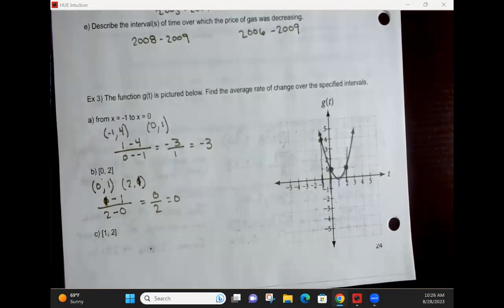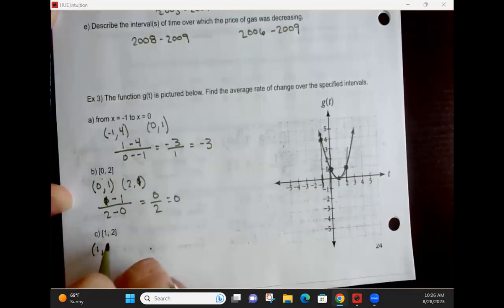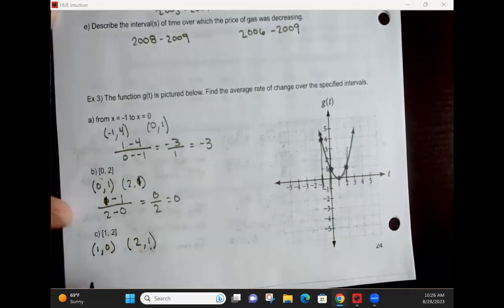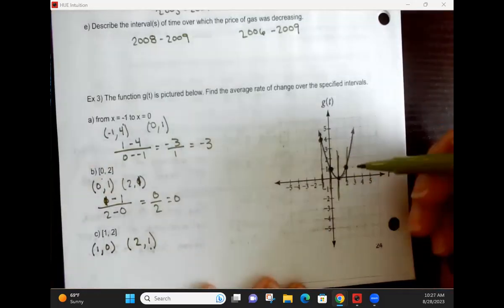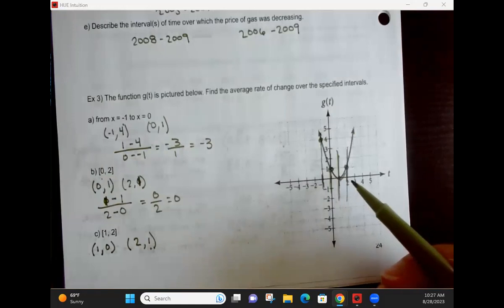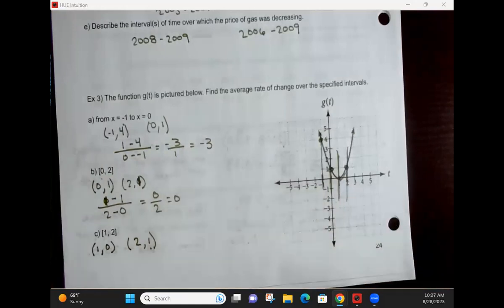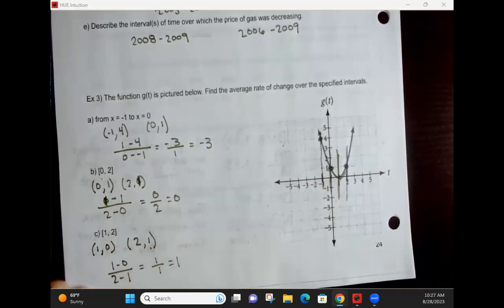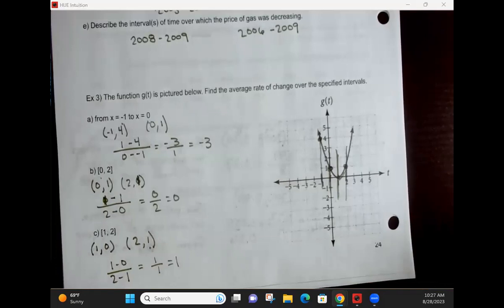And then one more from 1 to 2. So 1, 0, and then 2, 1. If we just look at our graph over this interval, what's happening with our graph? It's going up, right? Okay. So what do I expect to get from my average rate of change? What kind of value? Something positive. Okay. So this would be 1 minus 0 over 2 minus 1. We get 1 over 1, which is 1. And several of you told me it's going up 1.